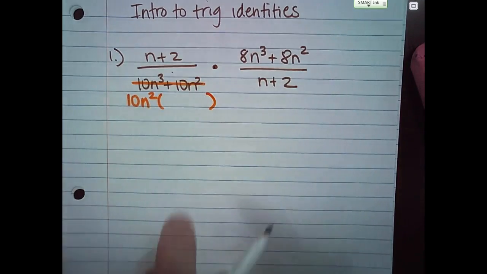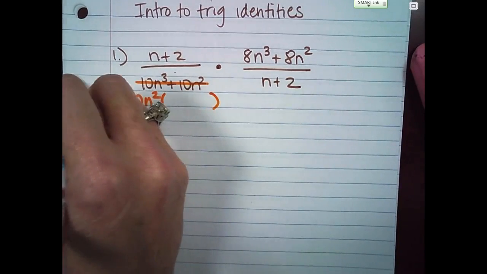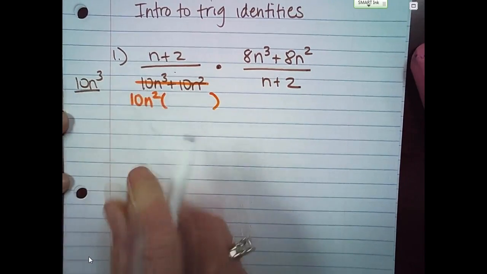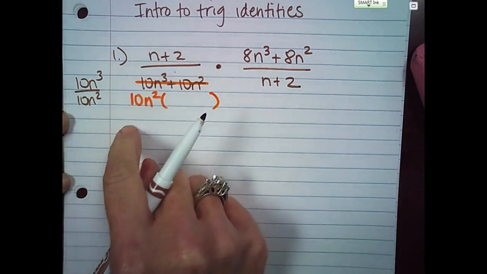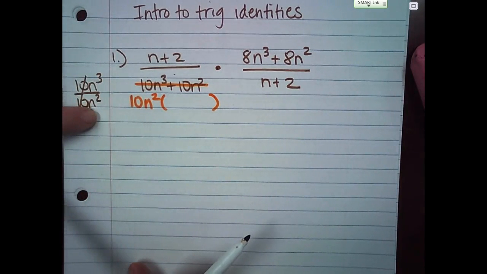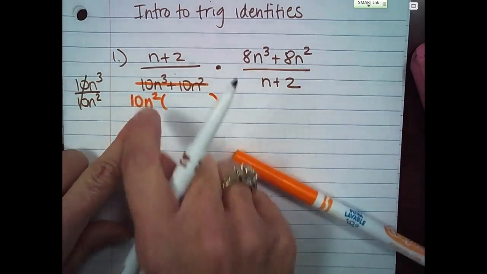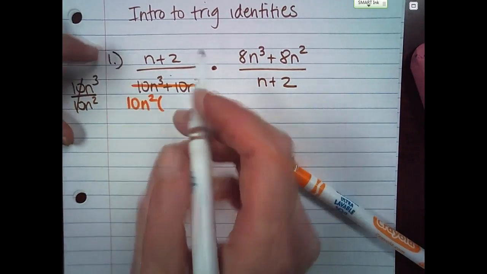Now, for those of you that don't naturally see it, what you're technically doing is taking this 10n cubed and dividing by 10n squared, and taking it out. So that would cancel, and then n cubed and n squared gives me how many n's? 1. Some of you may be able to just see it: if I take out a 10n squared, that's going to be gone, and it's going to leave me with an n.